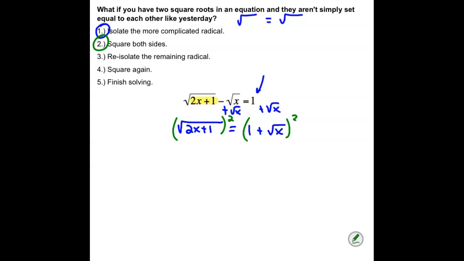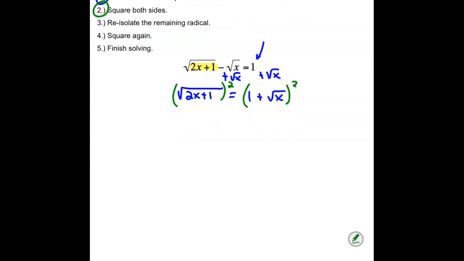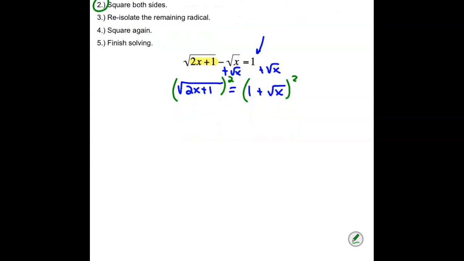The problem is on the right side, this is going to require a little more care. Our left side cleans up nicely to be just 2x plus 1. Our square root cancels our square. On the right side, though, we are going to have to FOIL out 1 plus the square root of x times itself.